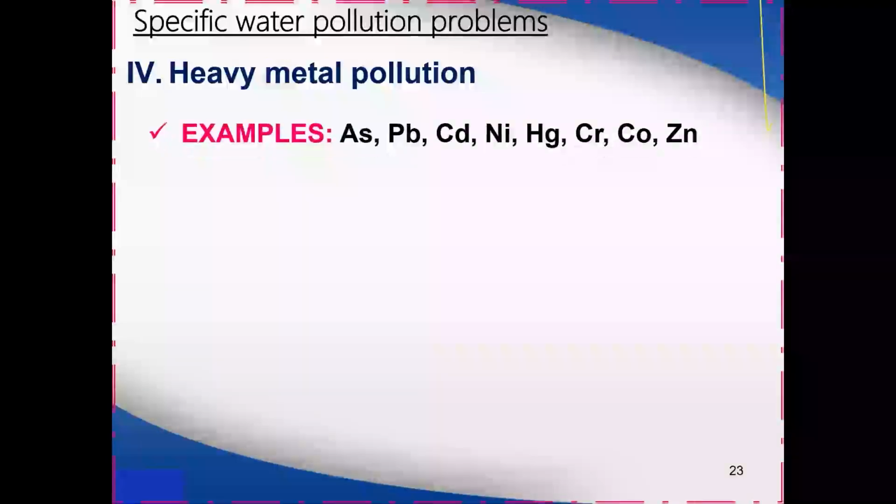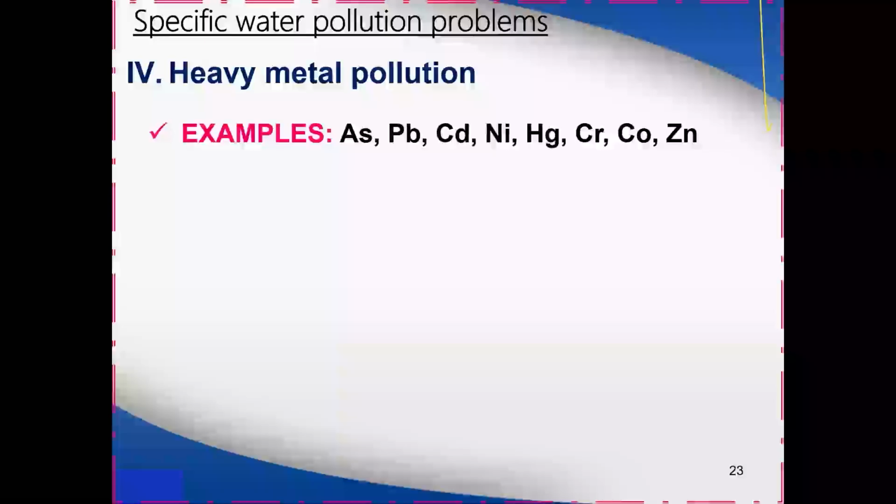Now, heavy metals, there's so many heavy metals. If we have these heavy metals in the water that is being released, then there is a problem. We have arsenic, lead, cadmium, nickel, mercury, chromium, cobalt, zinc. All these heavy metals become a problem. You cannot release, and they are dangerous.